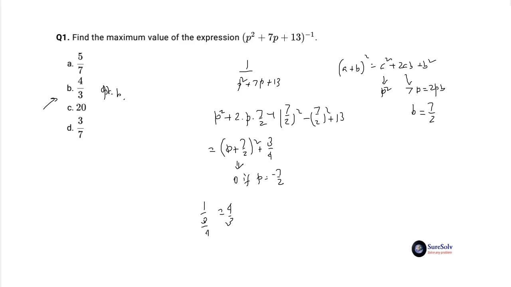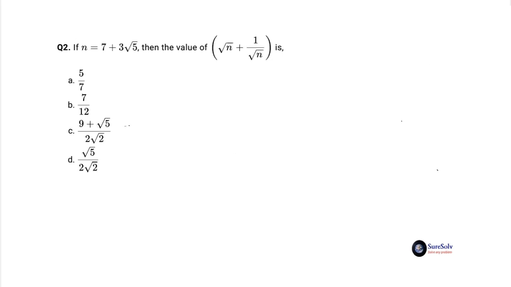Let's see the second problem. Question 2 is, if n equal to 7 plus 3 square root 5, then the value of square root n plus 1 by square root n is option A 5 by 7, option B 7 by 12, option C (9 plus square root 5) divided by 2 square root 2 and option D square root 5 divided by 2 square root 2.